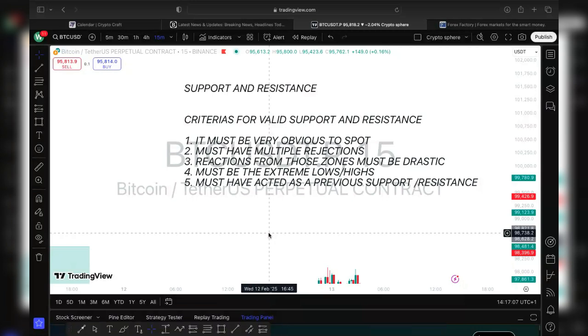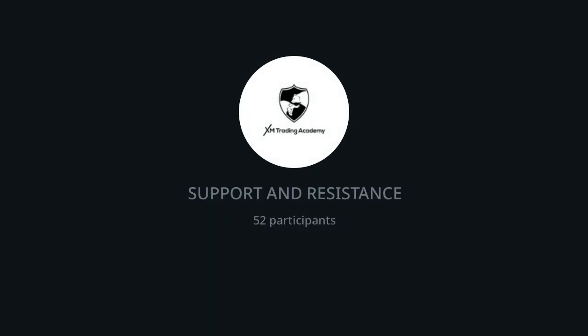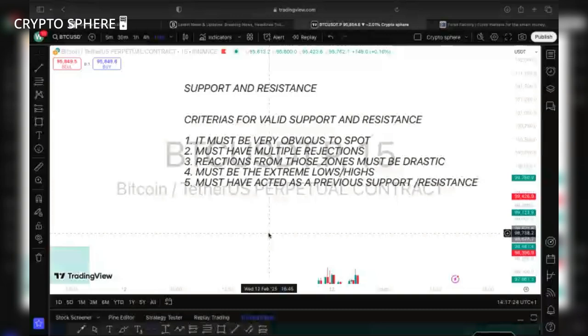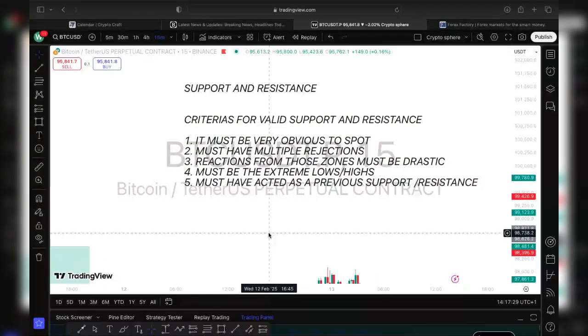The second one is that it must have multiple rejections, meaning that it will go to that same level, reject from there, go back to that level again, reject from there, go to that same level again, and reject again. So it will have multiple rejections from that zone. The third one is that rejection from those zones must be drastic. It means that once price gets to those zones, you will see them moving drastically. You will see candles forming like the doji over there, weak candles that have a lot of wick, meaning that there's a whole lot of rejection from those levels.